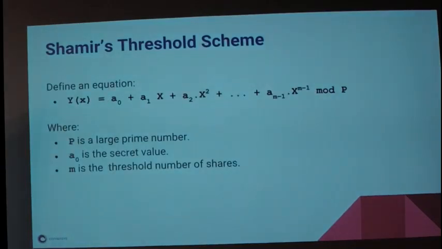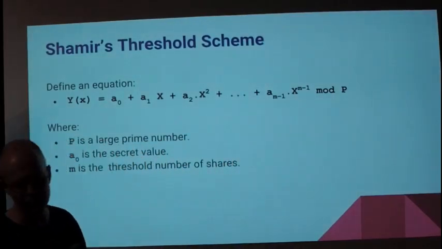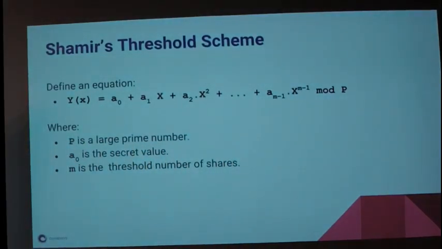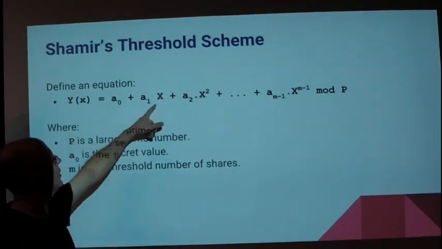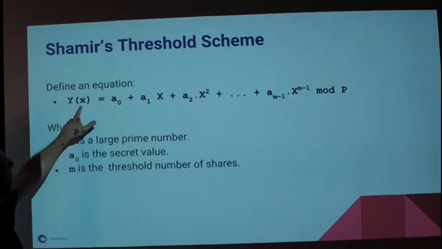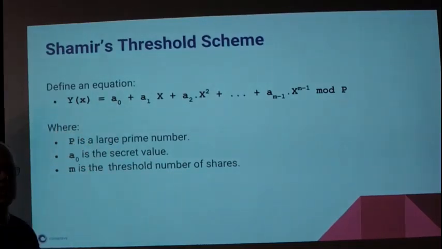And so the idea is you define an equation, which is similar to the equations that we've just seen. The big thing is, though, that we do it modulo a prime field. And p is big, like 2 to the 256, 2 to the 1024, something like that. And if x equals 0, then all of this, y, will equal a0. So in other words, a0 is the y-intercept, so where the equation hits the y-axis. And so m is the threshold number of shares that you need to recreate the curve.